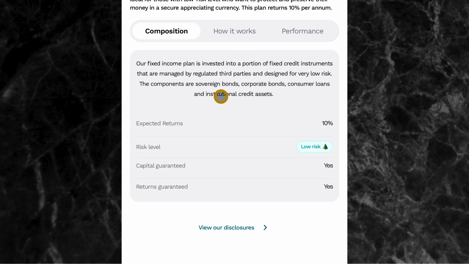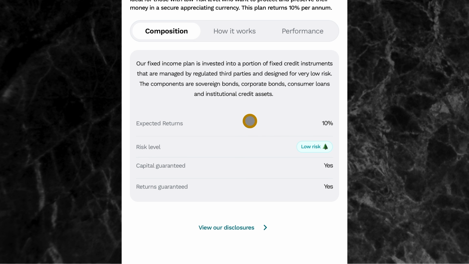The components are sovereign bonds, corporate bonds, consumer loans, and institutional credit assets. So these are the different assets that they invest their money in. And you can see the expected returns is 10%, risk level is a low risk investment. Capital guaranteed, yes. And then returns guaranteed, yes. So for this one, they are telling you that they will guarantee you that you will get your capital and your interest back. That's the meaning.